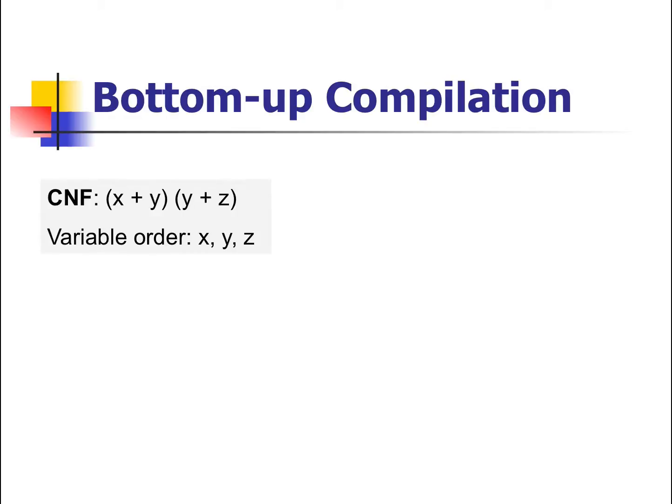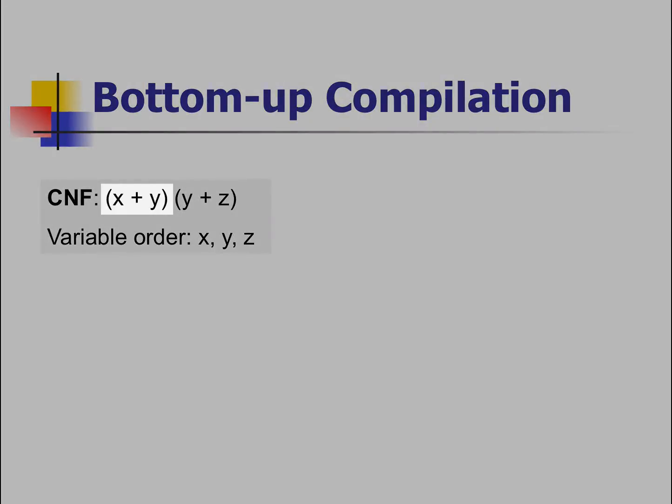Bottom-up compilation is conceptually pretty simple. So if you want to compile this particular CNF, which has 2 clauses, what we will do is compile each clause separately, and then we conjoin the 2 OBDDs that correspond to these 2 clauses. And to compile a clause, let's say X or Y, we will first find an OBDD for the variable X, and then another for the variable Y, and then we will disjoin these.